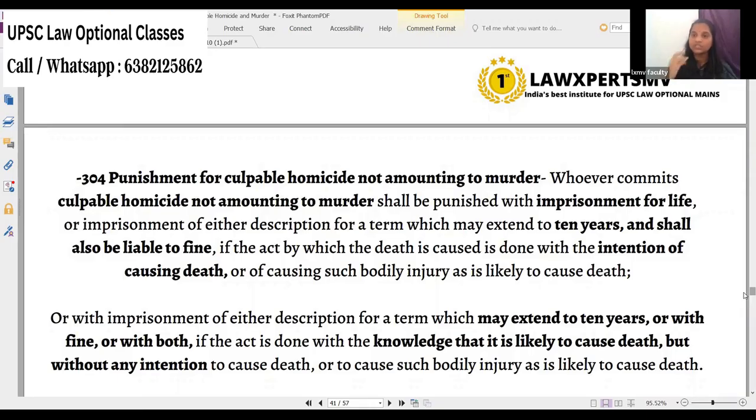Depending upon the veracity and the intention with which it is done, murder is bifurcated into 3 degrees: 1st degree murder, 2nd degree murder, and 3rd degree murder. Accordingly, punishment is given. That's why we separate everything.